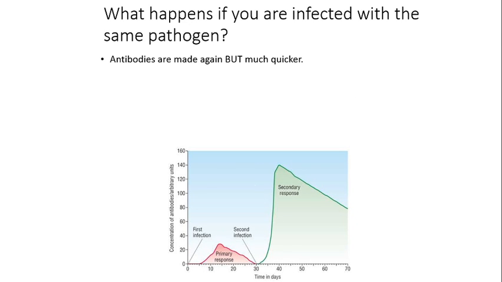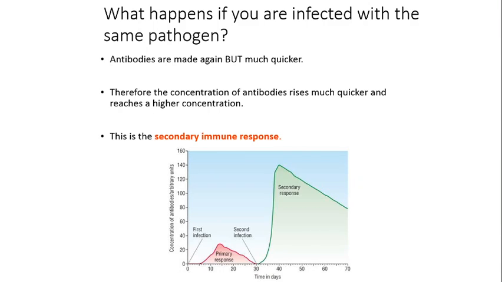With the secondary response then, much, much quicker. You've got a much higher concentration of antibodies and a much quicker response. So with the secondary response here, when you've got those memory cells, it's so quick that you won't actually feel those symptoms. So it's incredibly quick with the secondary response.